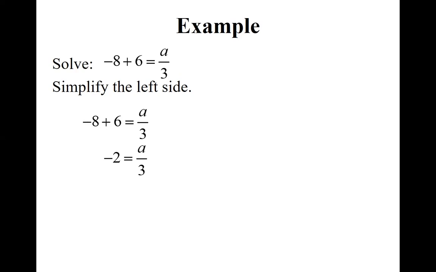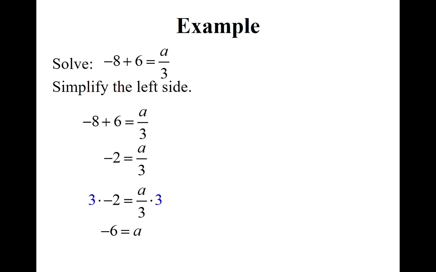Then on the right, we need to undo dividing by 3. We do that with multiplying by 3 on both sides. 3 times negative 2 is negative 6. So negative 6 equals A. Times 3 divided by 3, those cancel each other out, just leaving us with A.